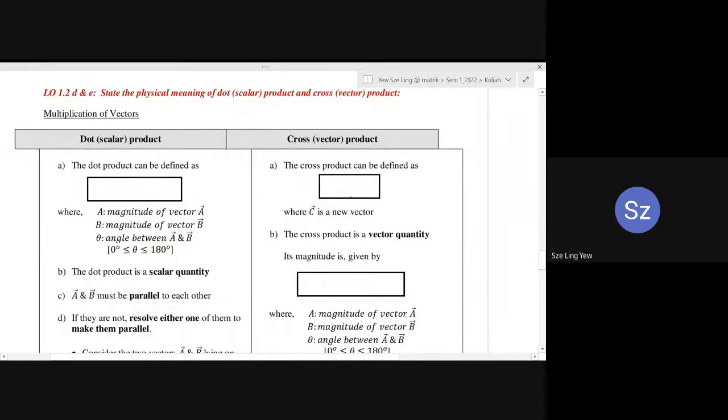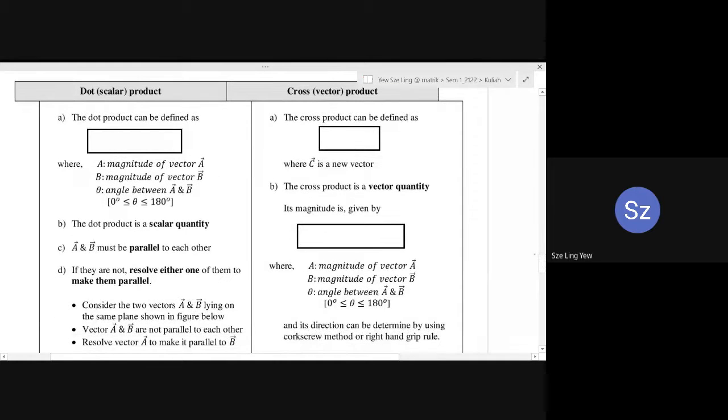Okay, so state the physical meanings of a dot product and a cross product. Now, it just wants you to state the physical meaning. In your syllabus, it doesn't ask you to calculate. But it will be better if you know a bit of calculation. For example, what happens when you have 0 degree? What happens when you have 180 degree? What happens when you have 90 degree? So 0, 90, and 180 are very special cases where you have to know what happens.